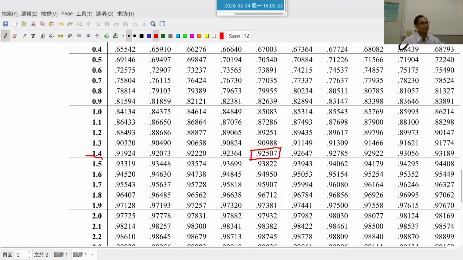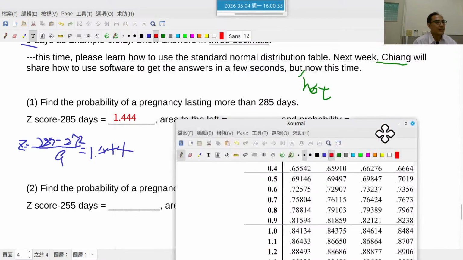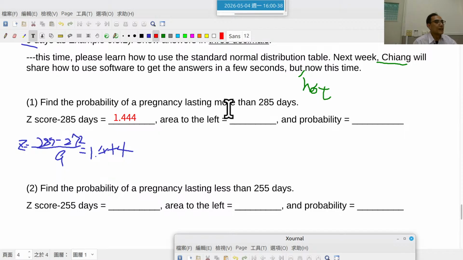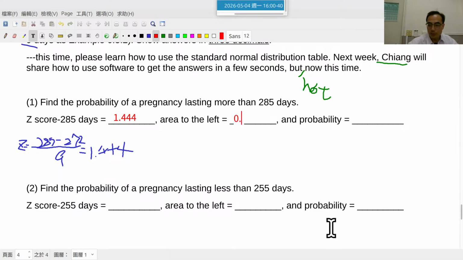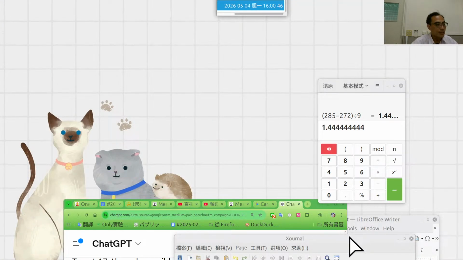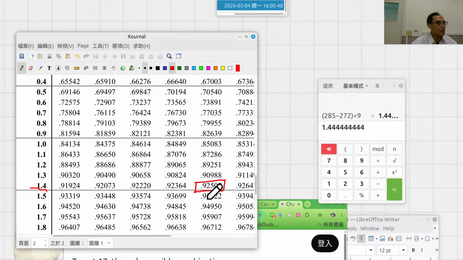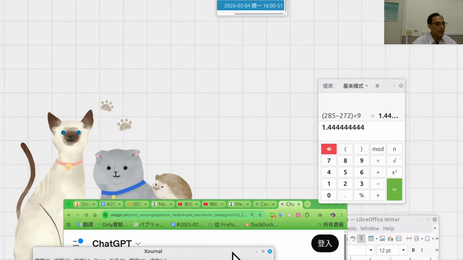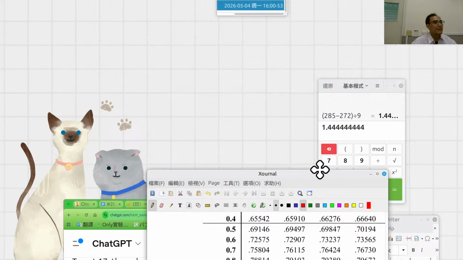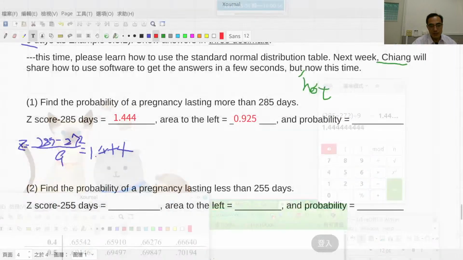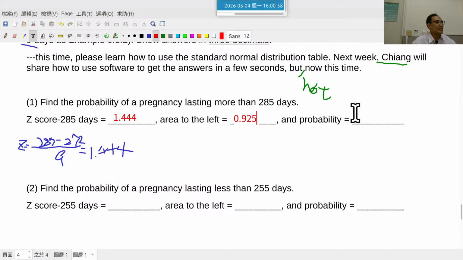Okay, and next. How about the area 0.925? I forgot the details. Okay. 0.925, 3 decimals is okay. And next, the question. How about the probability? We find the probability of pregnancy lasting more than 285. Thus, what does it mean?